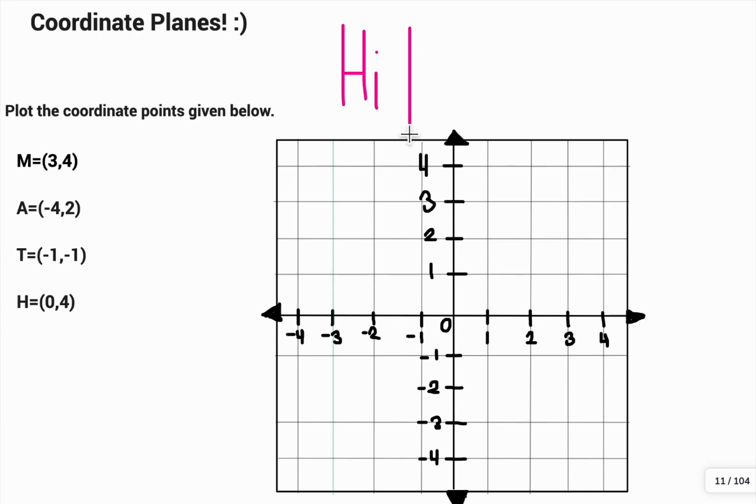It's me, Nene, and today we are going to start to learn about coordinate planes. So let us get started.